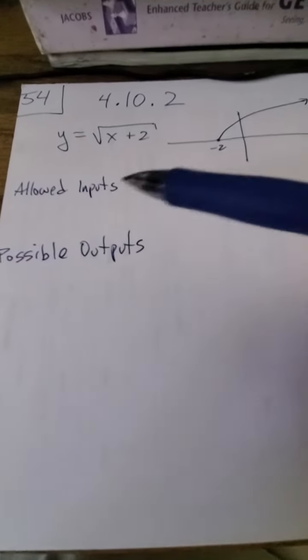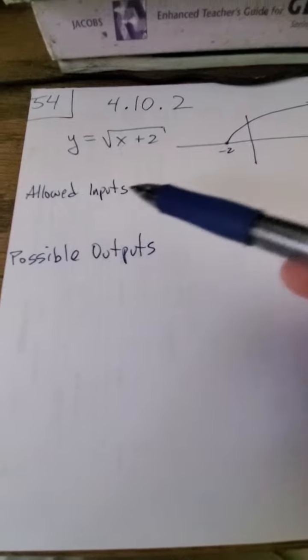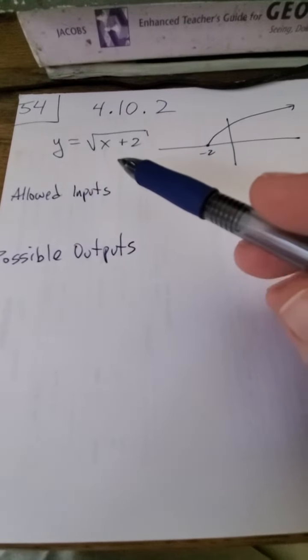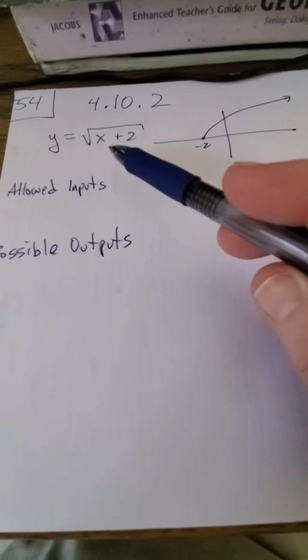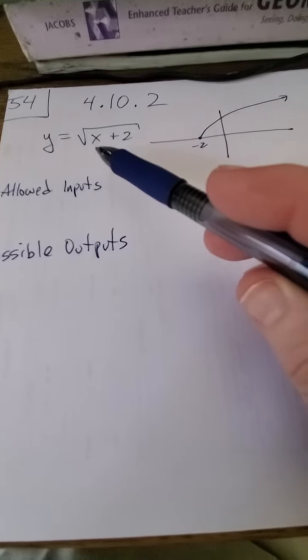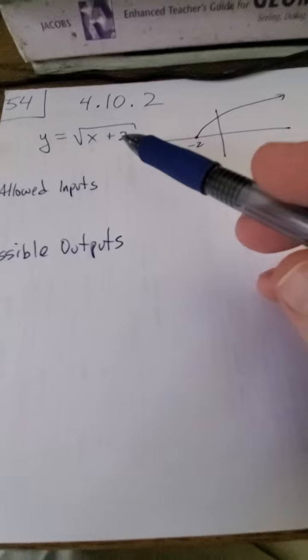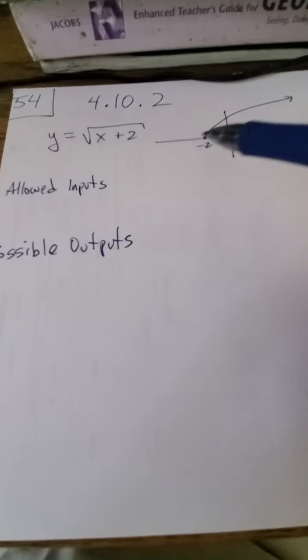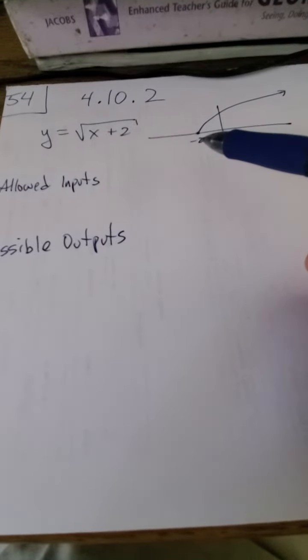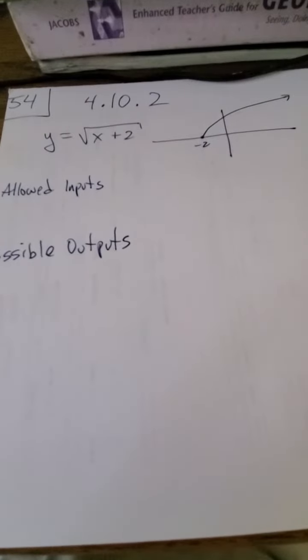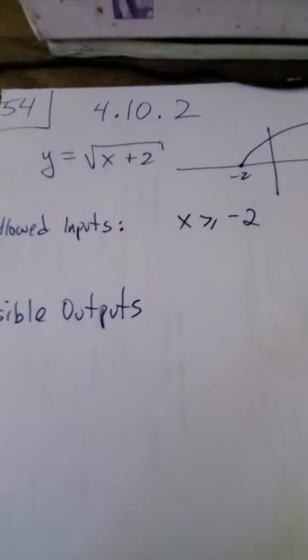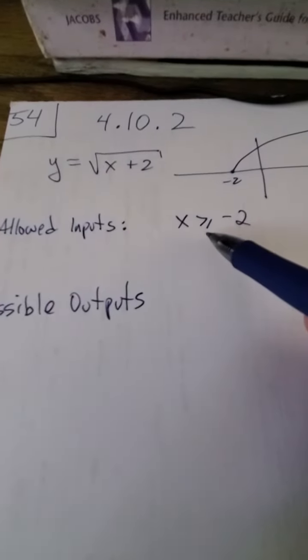But anyway, what does it mean allowed? What do you mean allowed? Well, if I have a square root, I cannot have a negative number inside a square root. So if x would be like -3, -3 plus 2 is a negative number, so -3 is not allowed. The lowest number that's allowed would be -2. So the allowed inputs would be x is greater than or equal to -2.